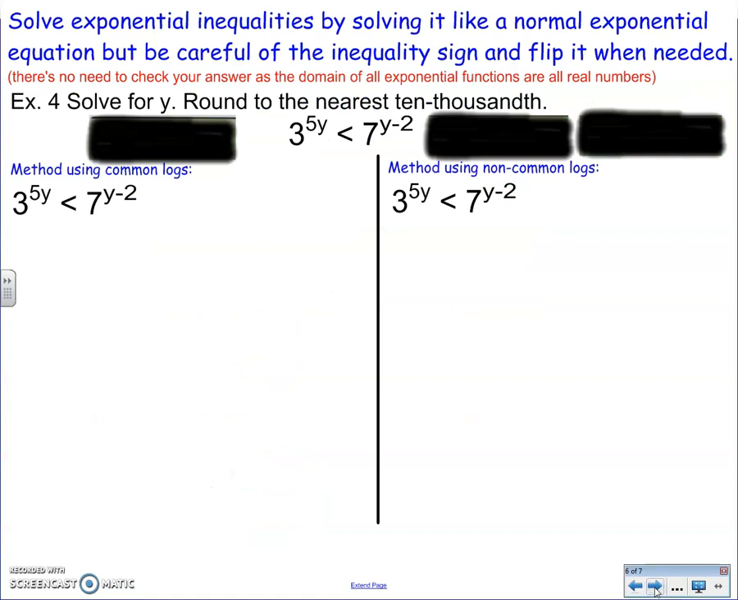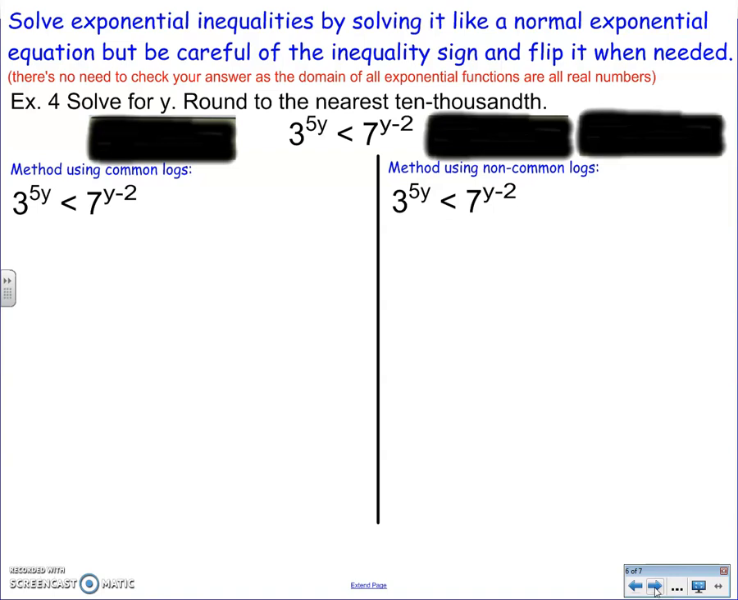Alright, number 6. Solve exponential inequalities by solving like a normal exponential equation, but be careful of the inequality sign and flip it when needed. Again, that's when you multiply or divide both sides by a negative. Also know there's no need to check your answer because the domain of all exponential functions is all real numbers. You have positive exponents, negative exponents, and 0.